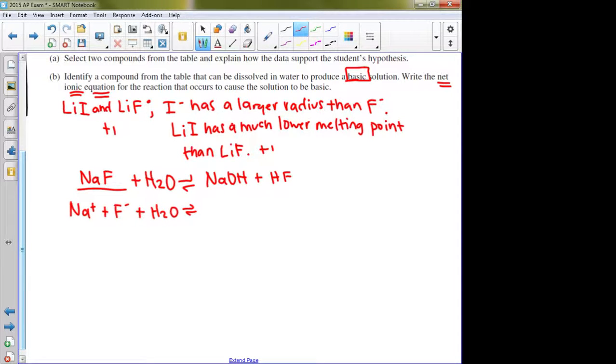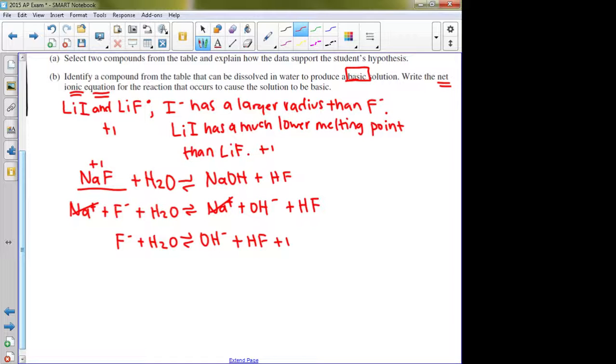Goes back and forth to NaOH is a what? Strong base. So it dissociates into Na positive plus OH negative. HF is a weak acid, so it does not what? Dissociate. So then I cross out my spectator. Who's my spectator? So we get F negative plus H2O goes back and forth to OH negative plus HF. And I get a point. And you would have also gotten a point for choosing one of the correct compounds. So that's worth 2.